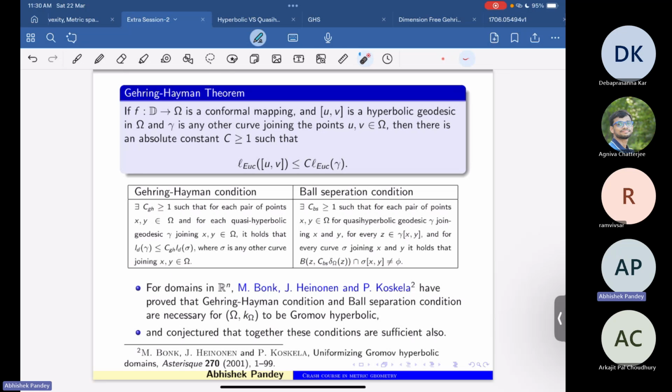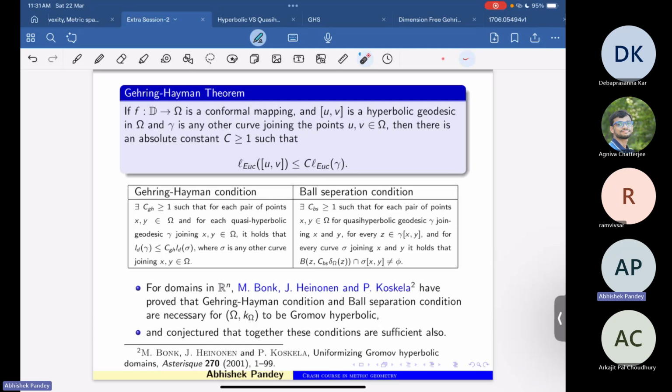So we take a metric space x comma d as a minimally nice space. We say that a minimally nice space satisfies the Gehring-Hayman condition if there exists a constant c_GH greater than or equal to 1 such that for each pair of points x comma y in omega, and for each quasi-hyperbolic geodesic gamma joining x and y in omega, the length of this quasi-hyperbolic geodesic is less than or equal to this constant times the length of any other curve gamma joining x and y.